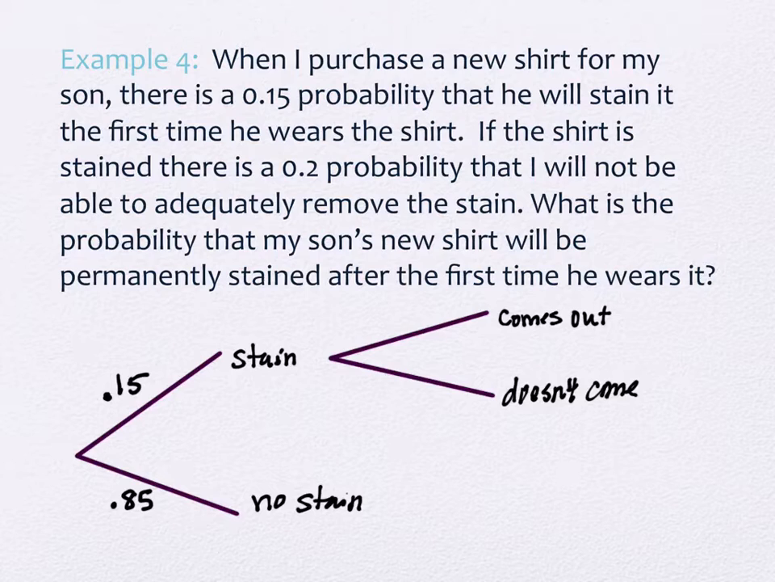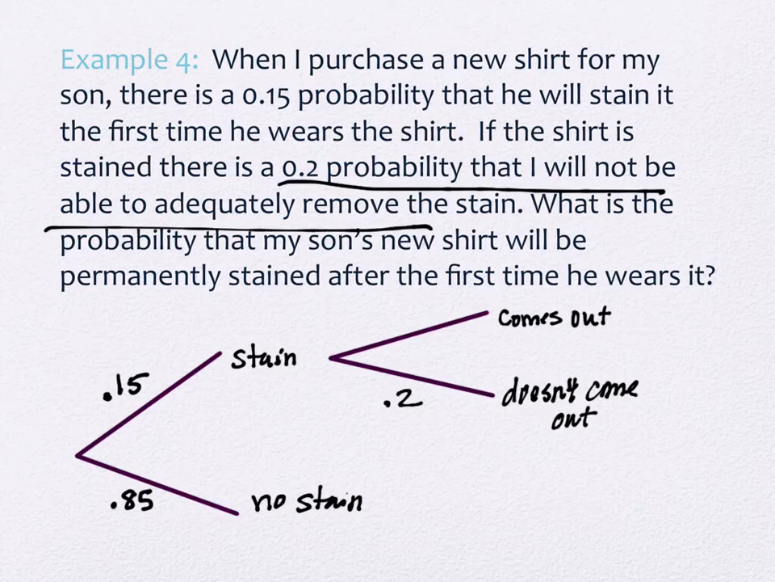And obviously, there's other ways that you could write this. So if I scrub it, what's the probability that the stain comes out? What is it? Sorry. 0.2. And what's the probability that, I'm sorry, I said it wrong. That 0.2 is that it doesn't come out. It said it right here. That I will not be able to adequately remove the stain. So there's a 0.2 probability that it does not come out, which means what's the probability that it does come out? 0.8. Good.